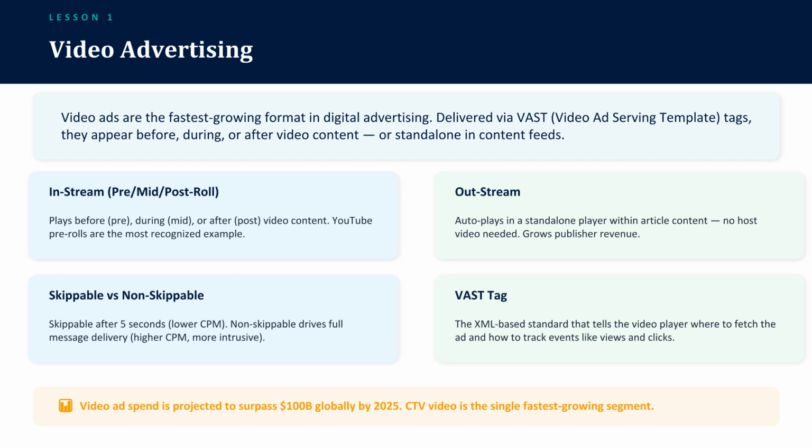Skippable ads, the kind you can skip after 5 seconds, have lower CPMs but higher user satisfaction. Non-skippable ads, which force the user to watch the full 15 or 30-second spot, have higher CPMs but more user frustration. VAST is the technical standard that makes video ads work across different players and platforms.